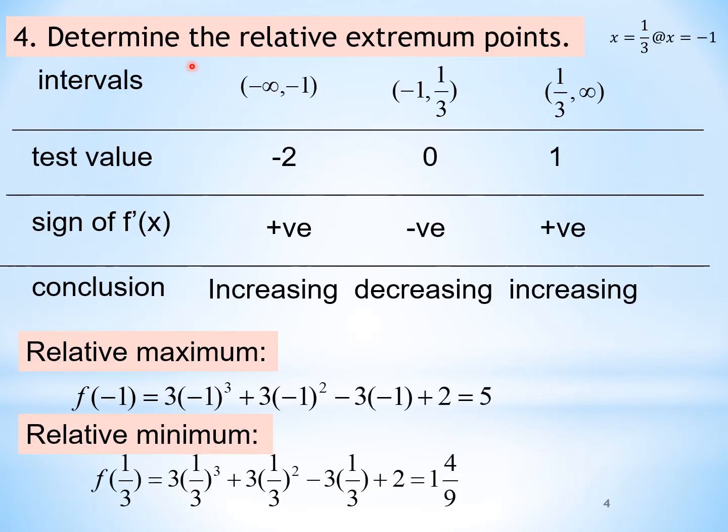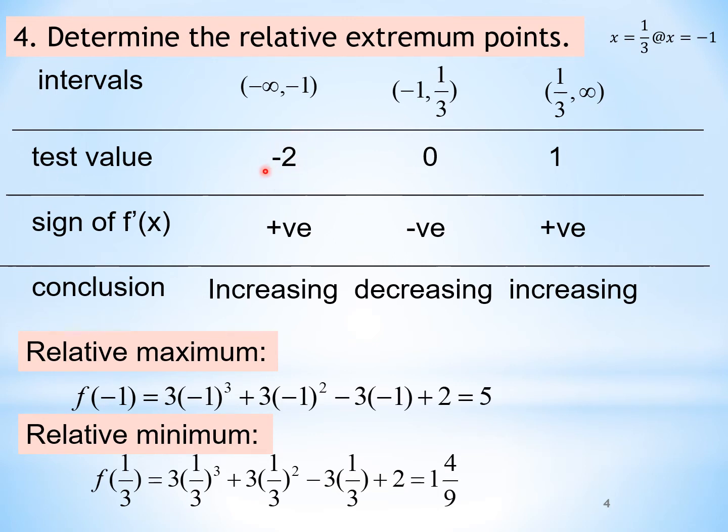Again, the fourth step is to determine the relative extremum points, for which you can use the table. Previously, we obtained our critical values, and we also obtained our domain from negative infinity until infinity. So we're going to divide the intervals into 3. The first one starts from negative infinity until negative 1, and then negative 1 until 1 over 3, and 1 over 3 until infinity. Okay, now you're going to test the values.